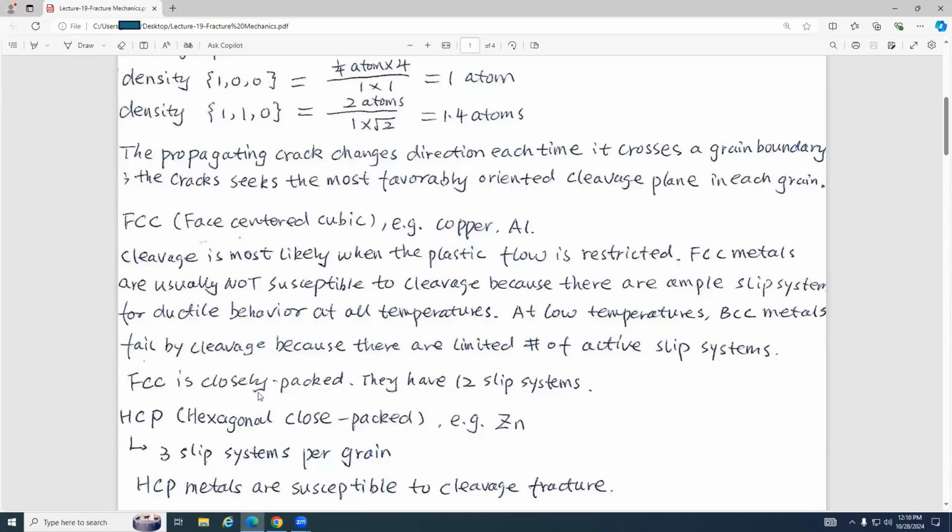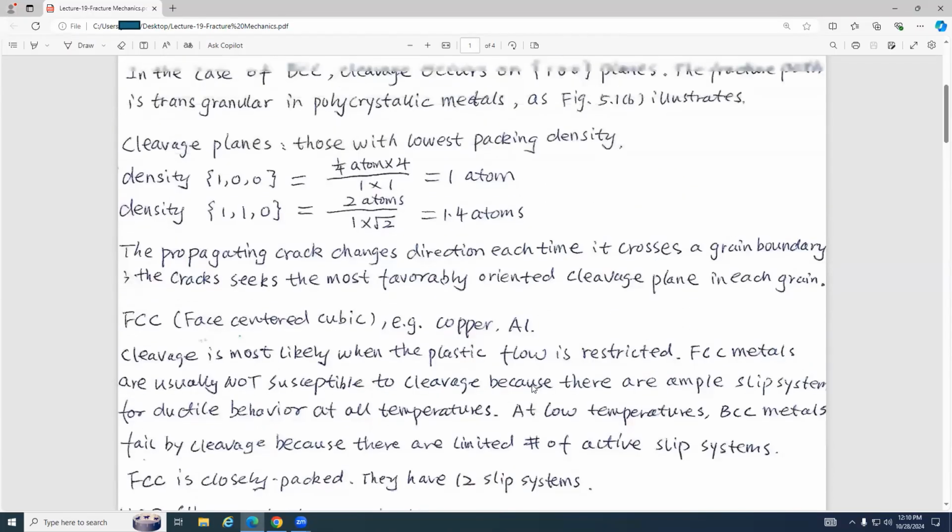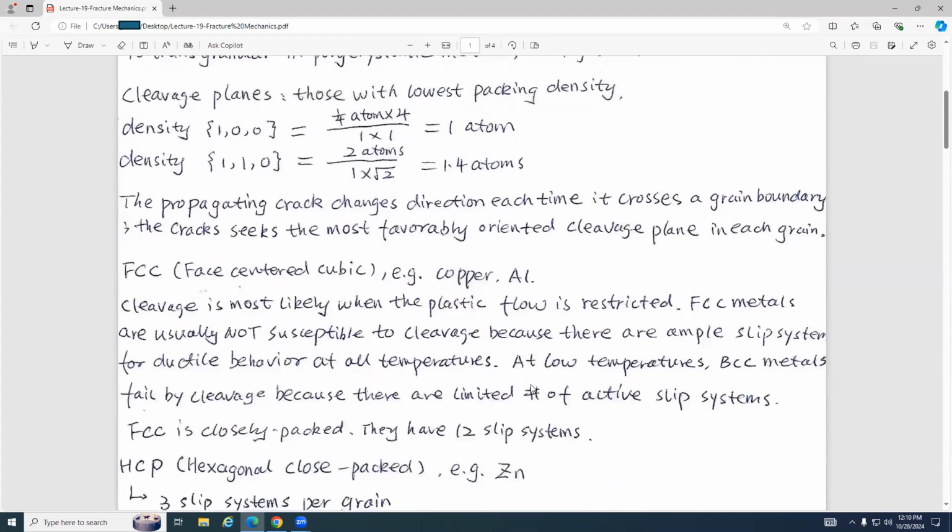FCC is closely packed, and it usually has 12 slip systems. That means if the loading increases, it has 12 slip systems to release the energy. That's the reason FCC usually does not have cleavage, and BCC usually does.